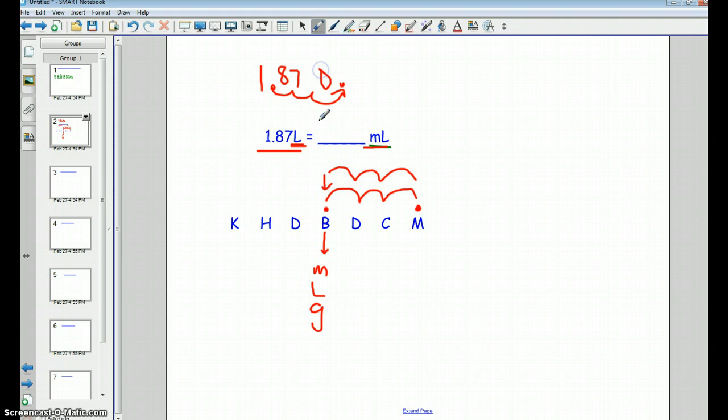I have a 0 as the placeholder, and now I have 1,870 milliliters. And that makes sense to me because I know that milliliters are really small. So if I've got a big liter and I've got to fill it with a bunch of little milliliters, there's got to be a lot of them.